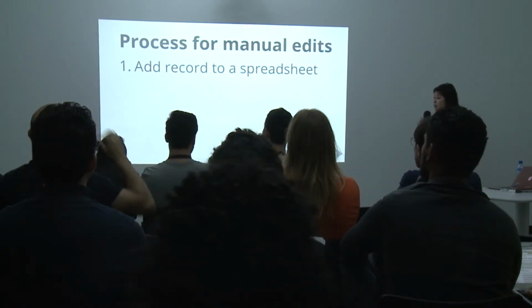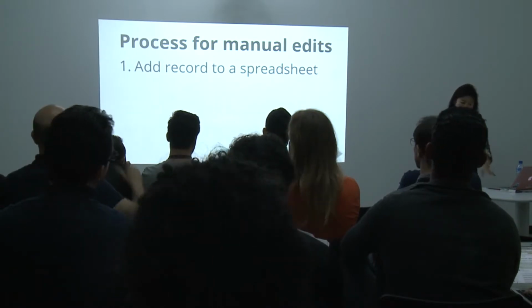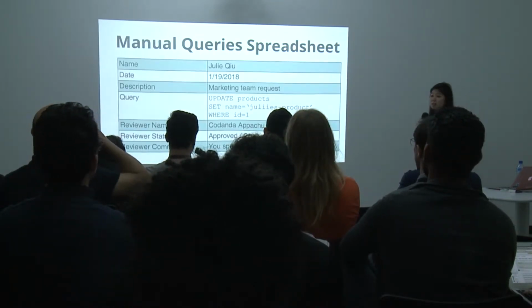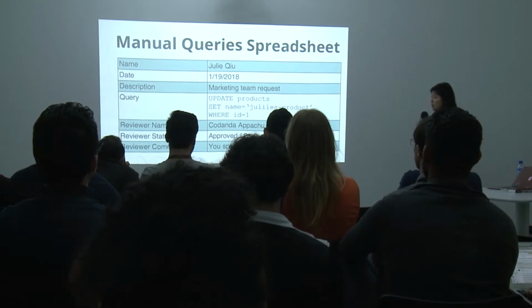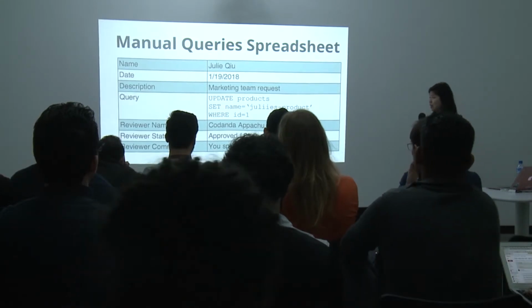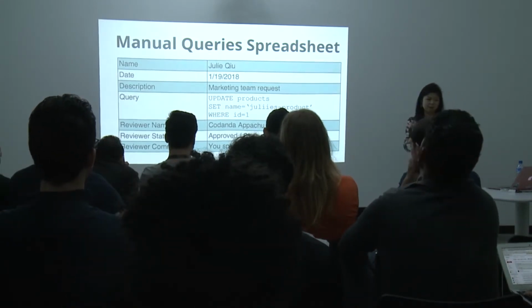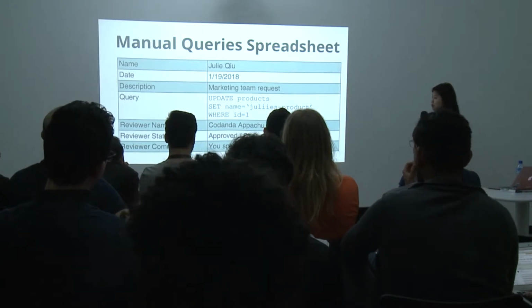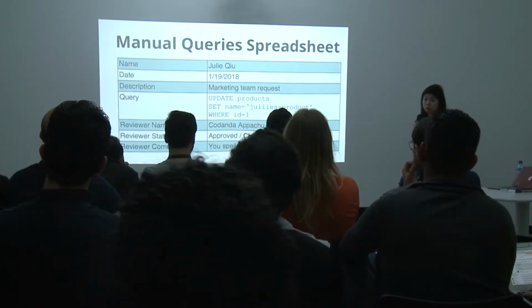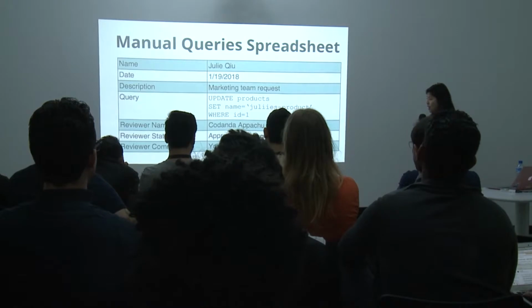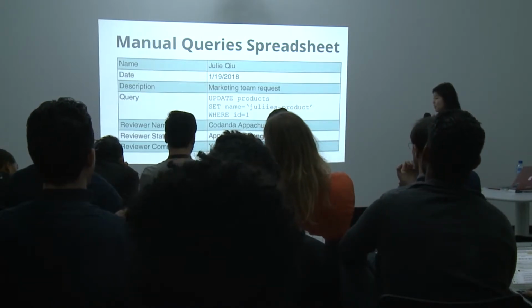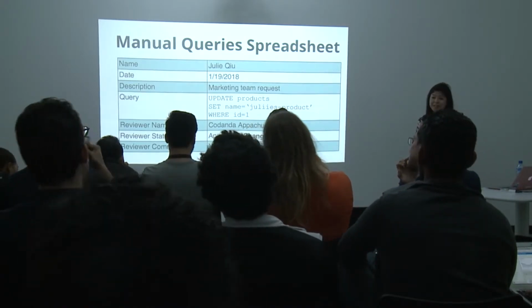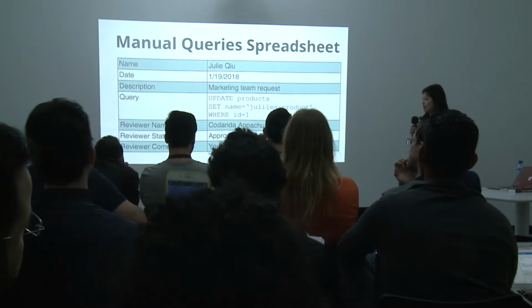The first step would be for me to add a row to the spreadsheet. So some information I would include in a spreadsheet would be my name, the date, description, and the query itself. And then I would also write down a reviewer who would then look at the query and either approve it or request changes. So in this example, my coworker Apachu caught that I spelled Julie wrong, and I'm going to go ahead and make that change.